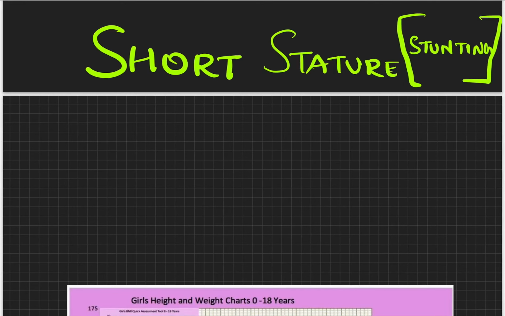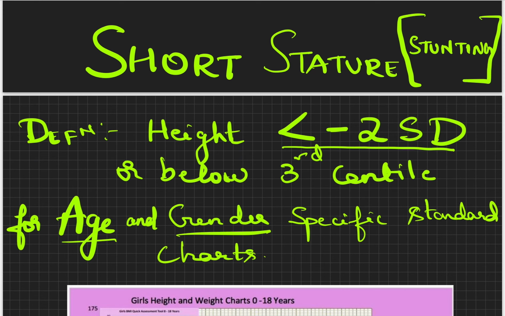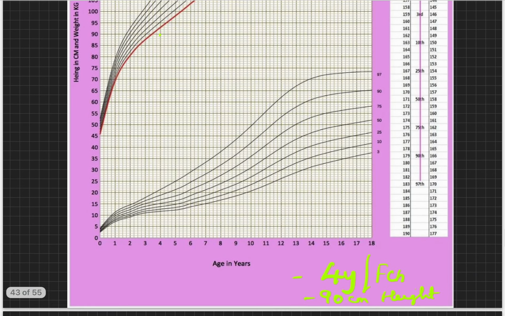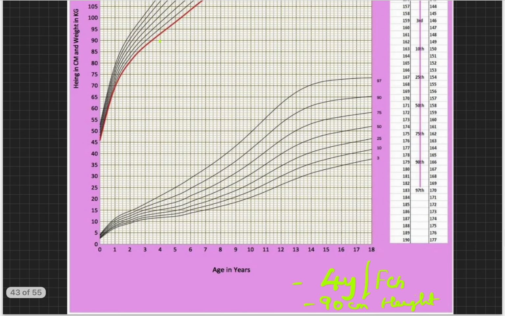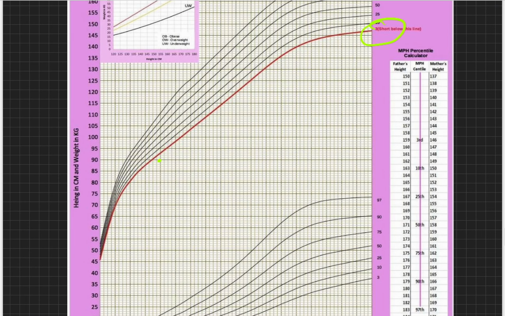Short stature or stunting is nothing but height less than -2 standard deviation or below the third centile for age and gender specific standard growth charts. Suppose a 4-year-old female is measuring 90 centimeters, then we mark 4 years and 90 centimeters. So the child falls below the third centile, that is this red line. So the child has short stature or stunting.